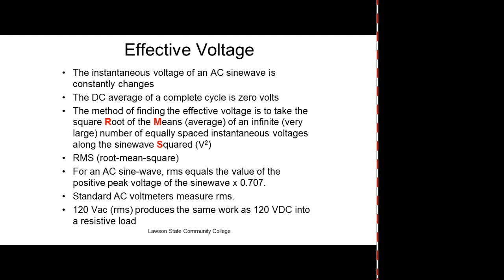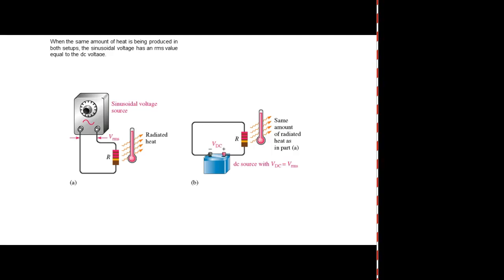The method of finding the effective voltage is to take the square root of the mean of a very large number of equally spaced instantaneous voltages along the sine wave, after we square them. Of course, for a sine wave, that is always Vp times 0.707, which is pretty neat, right? Are you okay? And it's called the effective voltage because we get exactly the same heating effect.